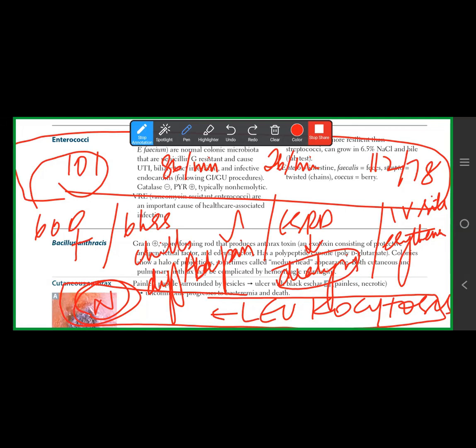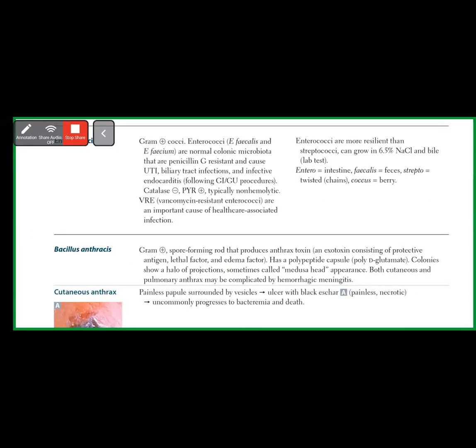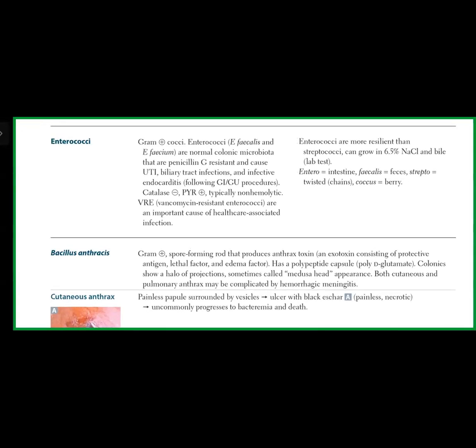Okay, so now in the same way we are going to be discussing a case and the concept with respect to your enterococci. With respect to enterococci, what information I want you guys to remember is, first, it's a gram-positive cocci as already given. Next, the other identification is that it's catalase negative and PYR positive. So remember all these three together: gram-positive cocci, catalase negative, and PYR positive.